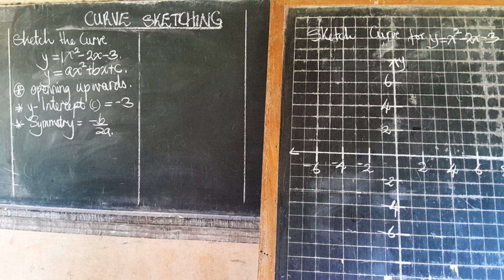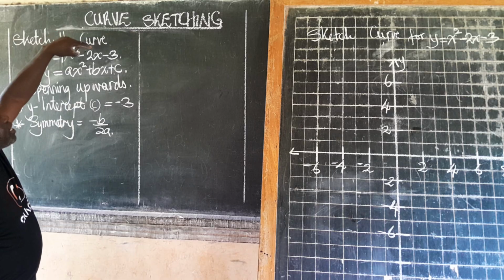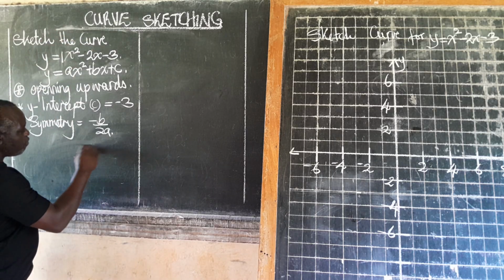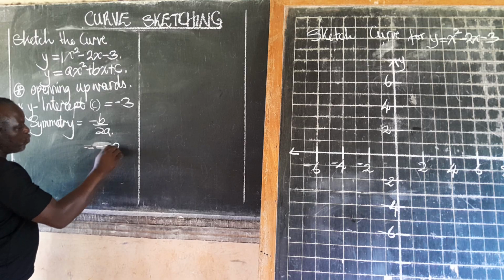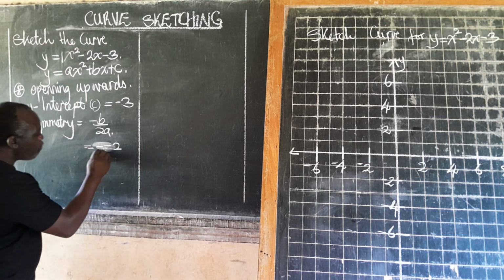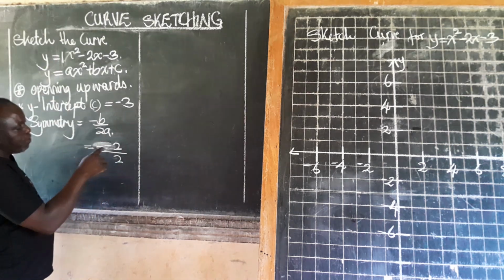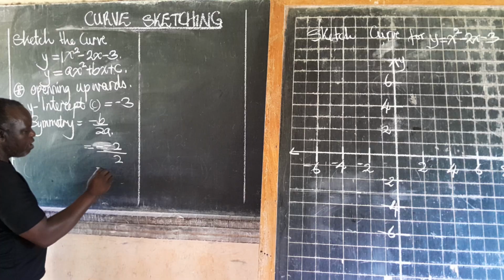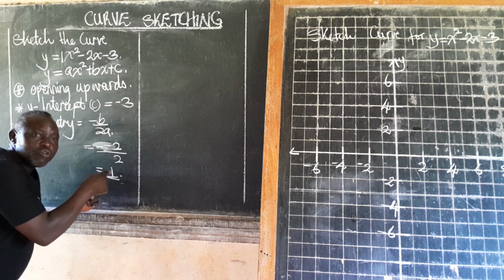Now, when it is negative b over 2a, this means that we have to go back and ask ourselves, what's our b? Our b is negative 2. Therefore, carry the whole of it as it is. Here we have negative of negative 2, over 2a. Our a is 1, therefore that is 2. A negative and a negative is a positive. Therefore here we have 1. What does this mean? This means that the x coordinate here is 1.